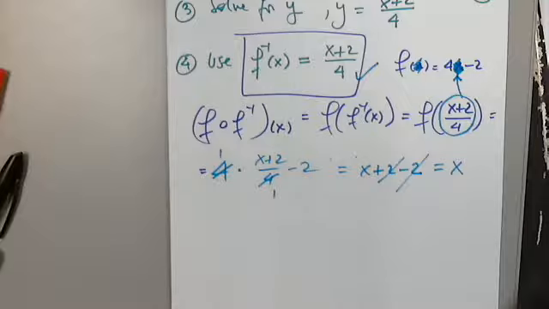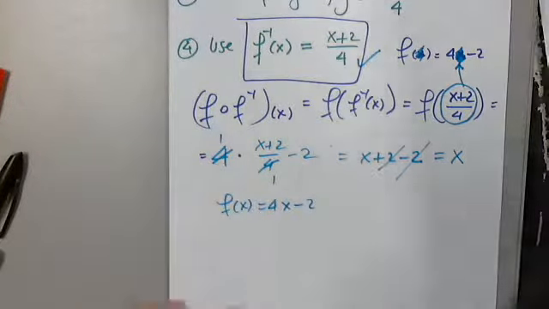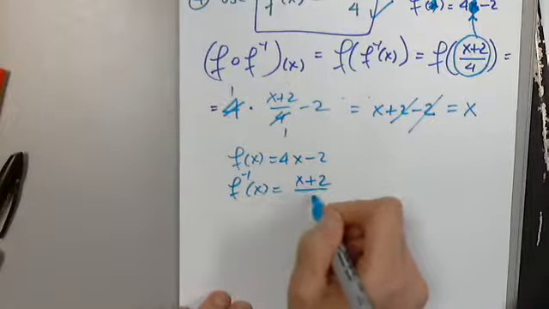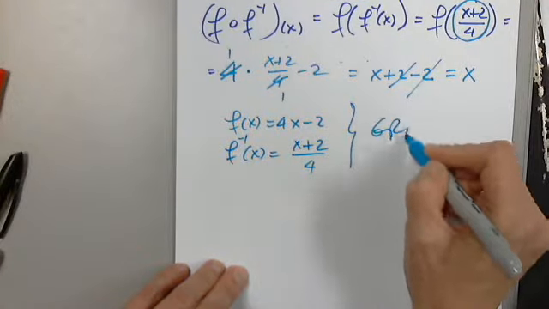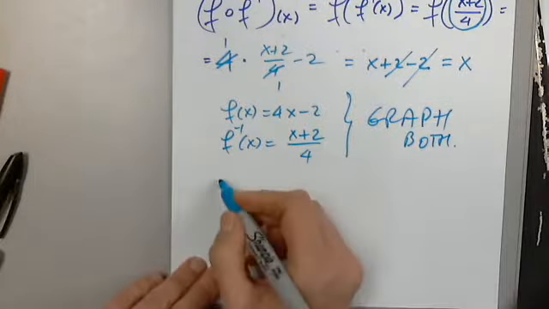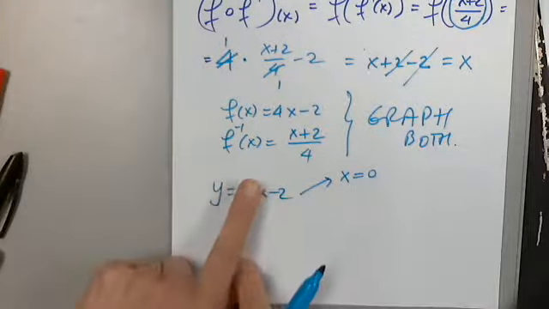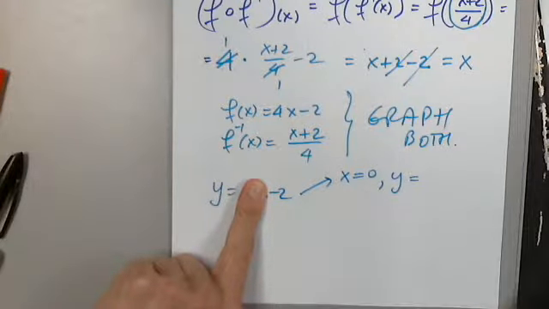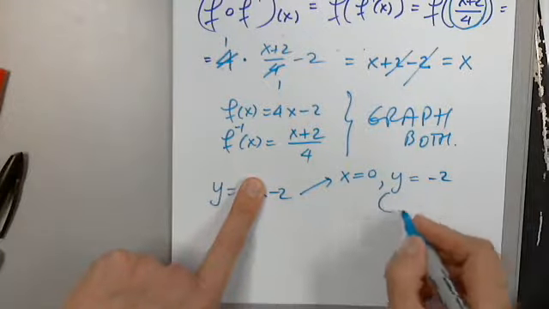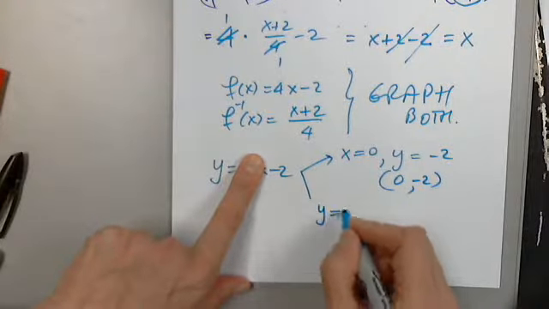Agreed? Okay. So now I'm going to copy those functions one more time here, because now I would like to graph them both on the same coordinate system. Okay, so I have the first function, which is y equals 4x minus 2. When x is 0, how much is y? Perfect. And what is the ordered pair? 0, negative 2. Awesome.